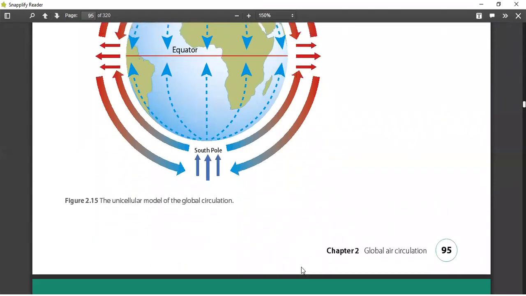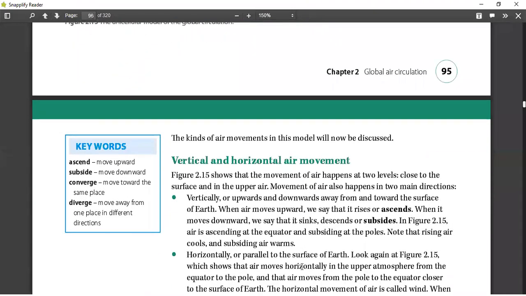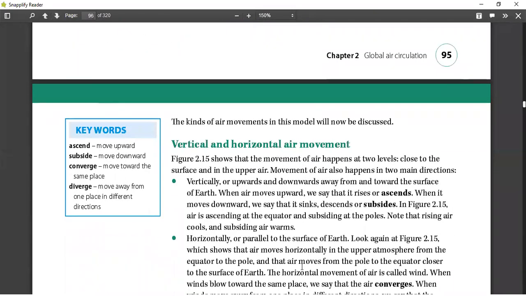Right. To ascend is to move upwards, to subside is to move downwards, to converge is to move towards the same place, to diverge is to move away from one place in different directions. Okay, vertical and horizontal air movement. Vertically means upwards or downwards, away from and towards the surface. So when air moves upwards, we say it is rising or ascending. When it moves downwards, we say it sinks or descends or it subsides.